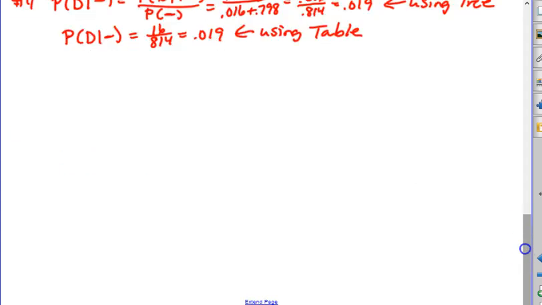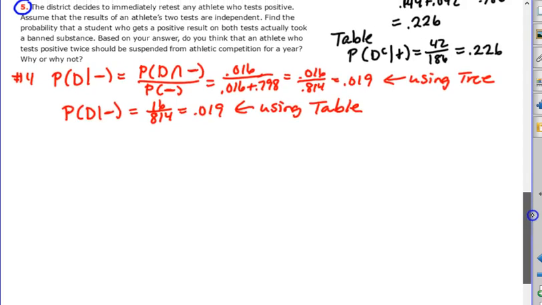So basically we're going to look and see how often that is going to be false. Okay, so find the probability that a student who gets a positive result on both tests actually took drugs. So number 5 is saying probability of taking drugs given 2 positive tests.